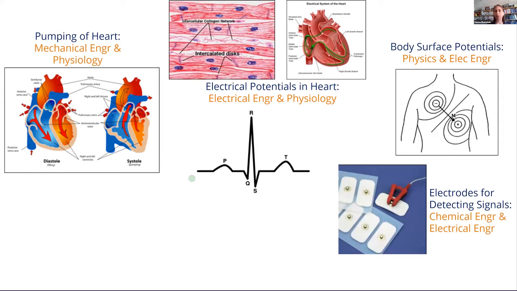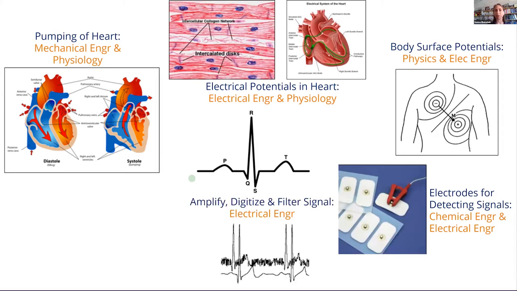So to detect the surface potentials, we need to understand physics and electrical engineering, but then to actually design the electrodes, we need chemical engineering and material science as well to complement that, in order to make a thing that will translate that electrical signal from the body into a signal that we can see on a computer screen.